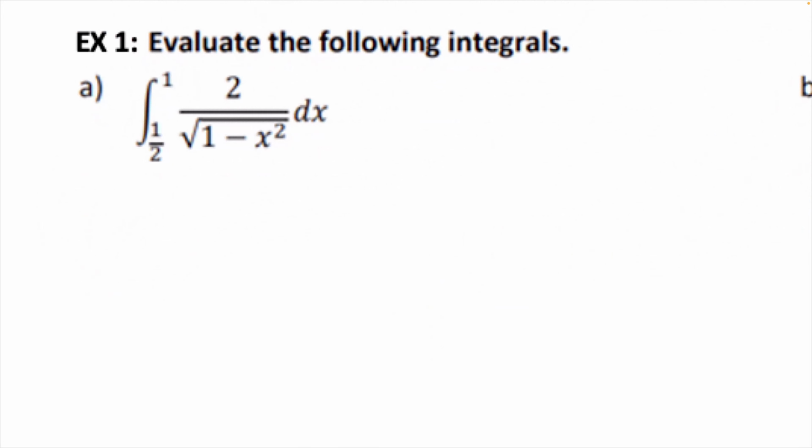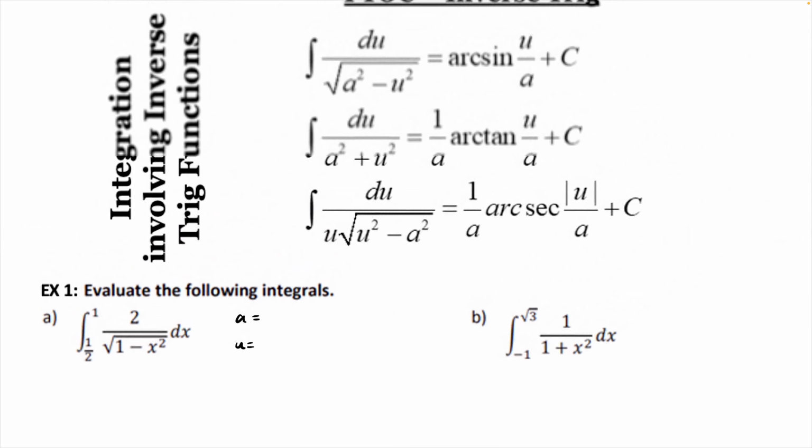So the first thing we've got to do is label what's what. We're going to have an A and a U, right? Because that's what it says up here. What about DU? DU is just dx. So what would be A? 1. What would be U? x. Not x squared, it would be x, because the squared's already there. So I'm going to rewrite it to make it look like the top one.